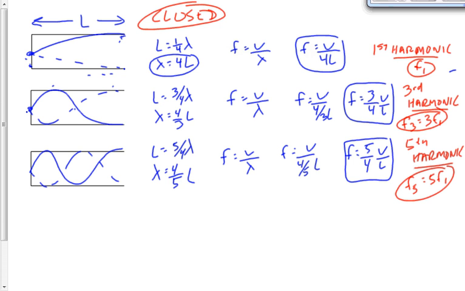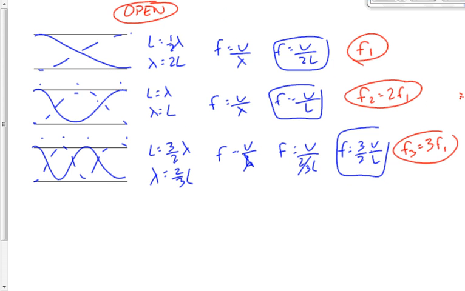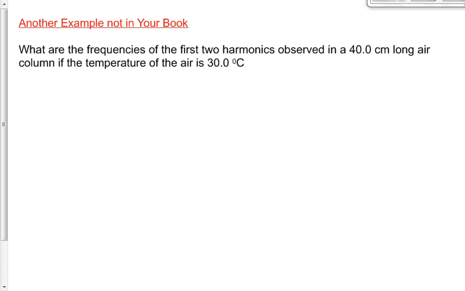What I'd like you to do now, guys, is take a look at the example that we have here, which will lead us nicely into the last 2 pages of the worksheet that I gave you yesterday. The example says, what are the frequencies of the first 2 harmonics observed in a 40 centimeter long air column if the temperature is 30 degrees Celsius?